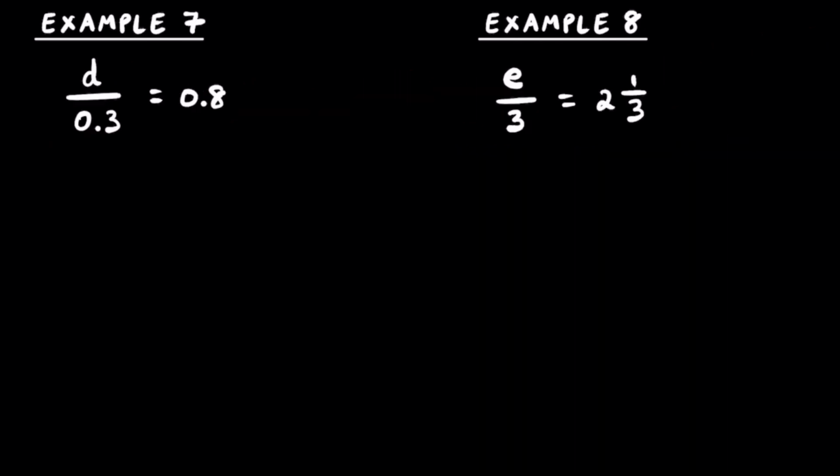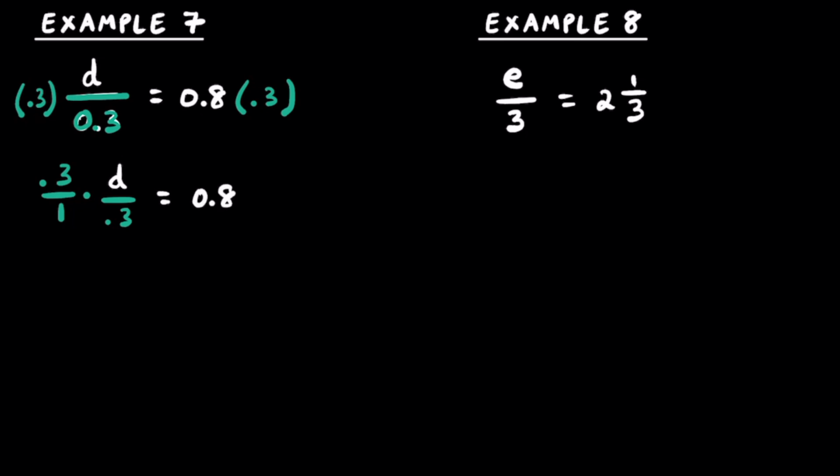For example 7, we have d over 0.3 is equal to 0.8. So we know d is dividing by the 0.3, so to undo that, we're going to multiply both sides by 0.3, whichever one you want to write is fine. Rewriting 0.3 as a fraction, we can write 0.3 over 1 multiplied by that d over 0.3 that we started with, and on the right side of the equation, we still have the 0.8 being multiplied by this 0.3. These 0.3's are going to cross cancel and become a 1, so we can write 1 times d on the left side.